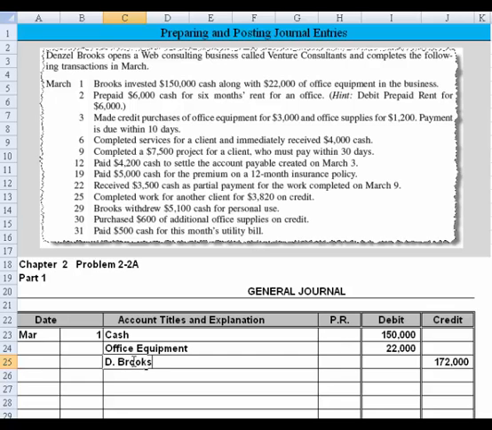Brooks Capital, and we need to indent that because that's the credit, right? And not only do we need to indent that, let me line this up a little bit better, we would then want to write some description. I like to start these with "to record owner investment."